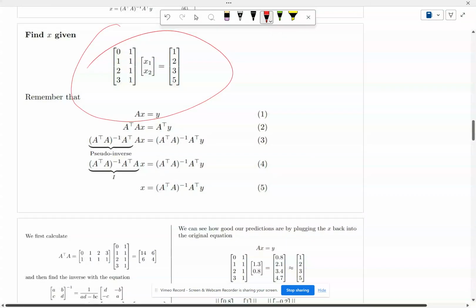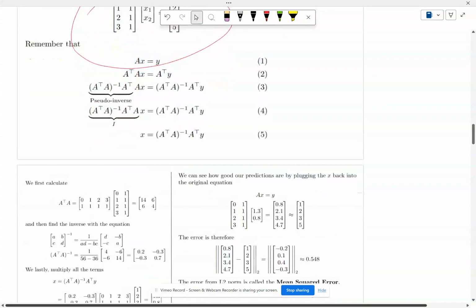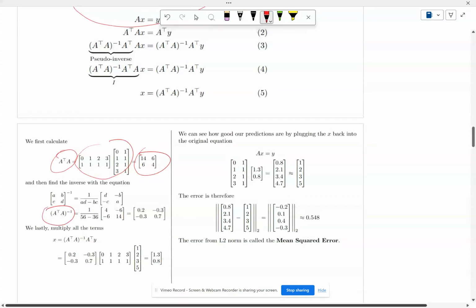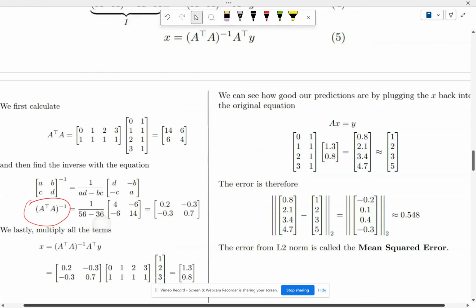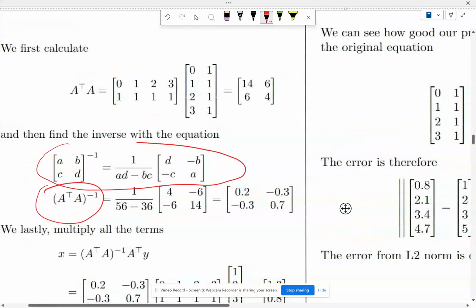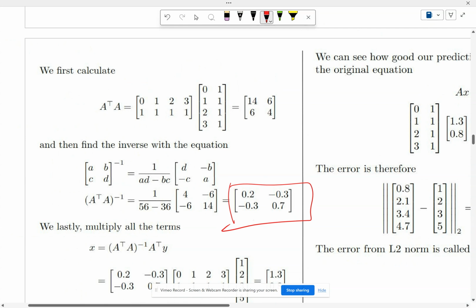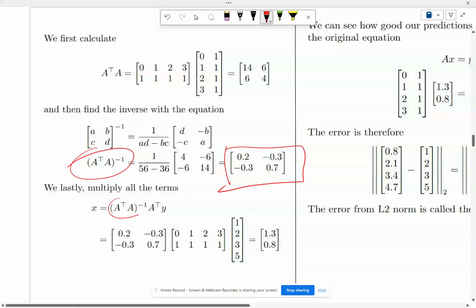So we take this. Let's see if we can calculate it. First, we do A transpose A. So we multiply A transpose by A. And then we need to take the inverse, A transpose A inverse. So remember, we're trying to solve this. So we're trying to get this inverse. And this inverse, we can just use the rule for the inverse of a 2 by 2 matrix. If we have the inverse of 2 by 2, this is our result. Now that we have A transpose A inverse, we just multiply by A transpose and Y. And here's our solution, 1.3, 0.8.